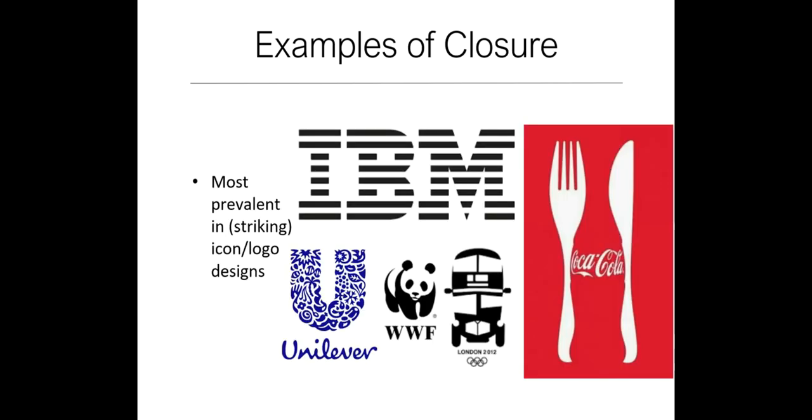Here's some examples of closure. And again, this is perhaps not used as much in things like web design, but it's most prevalent in things like icon and logo designs, such as the ones you see here. So it's worth pointing out that the IBM logo at the top, well, what are you actually seeing? It's actually a bunch of non-interlaced lines, essentially, but people can make out the letters spelling IBM. And then, for example, the one that says Coca-Cola on the right, again, you perceive the bottle, even though it's really a fork and a knife, and then the words Coca-Cola. There is in fact no actual bottle, so to speak, that's there, but nevertheless that's what we perceive.